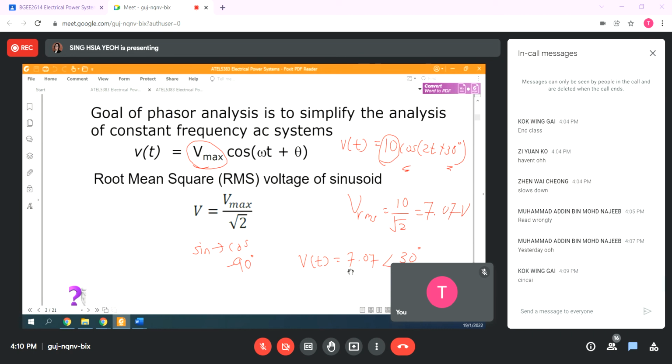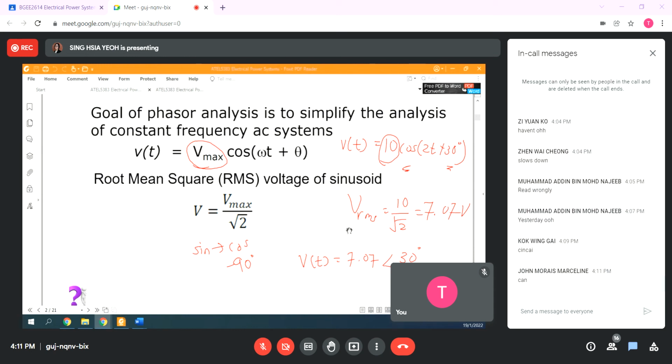You can't write 10 angle 30. Last time I said cos: if it is given in cos, then we can take the angle 30. If it is sine, then we need to minus 90 degrees. Still remember this, right? For example, 10 cos(2t + 30), so 30 degrees here. But you can't write 10 here; you need to divide by the square root of 2. Can you understand?